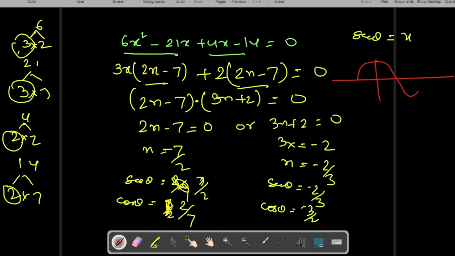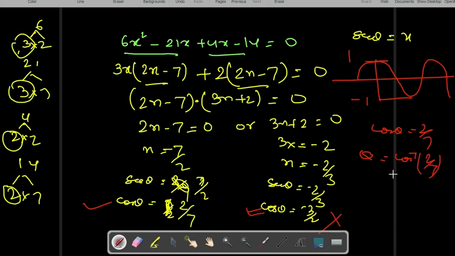For cos theta, if you see the range and graph, the maximum value is plus 1 and the minimum value is minus 1. That means the range of cos theta is between minus 1 and 1. And this value is what? Less than minus 1. That means it is not possible. So our solution is going to be this one, which is cos theta is equal to 2 upon 7, or theta is equal to cos inverse of 2 upon 7.